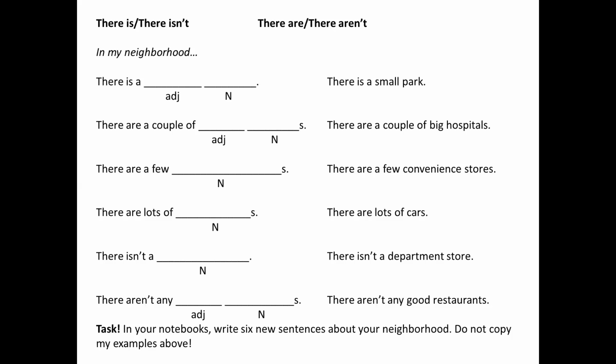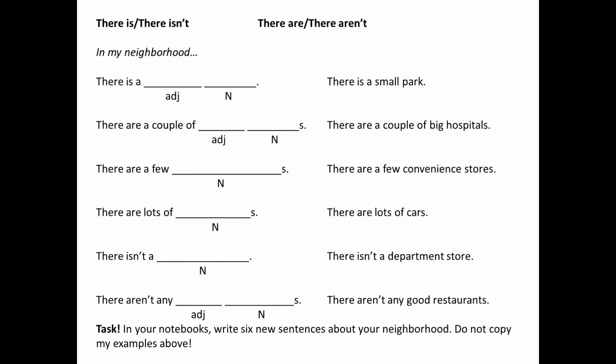Number 3, there are a few, meaning 3 or 4. Now in this case, I've only used a noun plus S. You don't need to add an adjective, but it's your choice. In the example, there are a few convenience stores. Convenience stores, meaning 7-Eleven, Mini Stop, CU, etc.